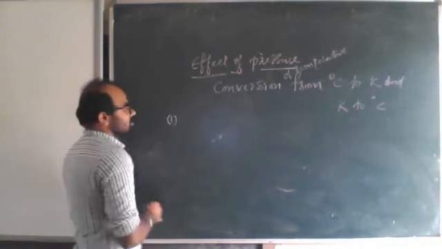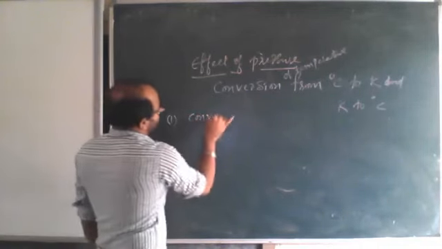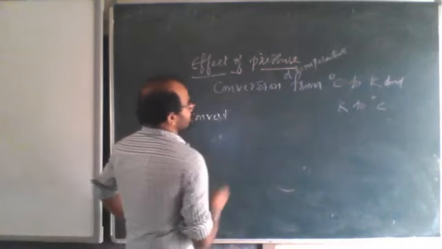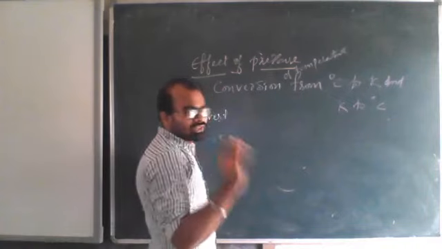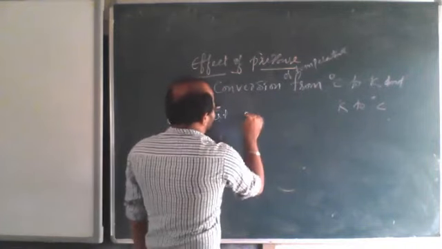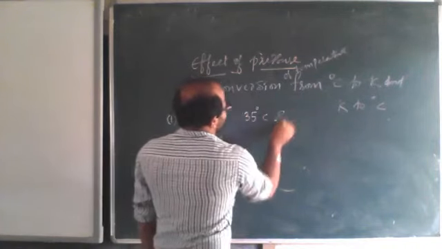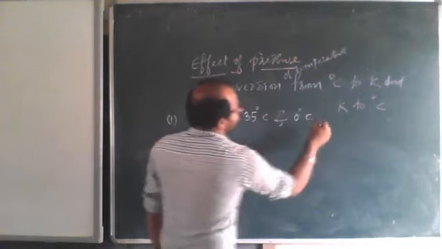Let me say, conversion from degree Celsius to Kelvin. First we will convert degree Celsius to Kelvin. Convert 35 degree Celsius and 0 degree Celsius to Kelvin.